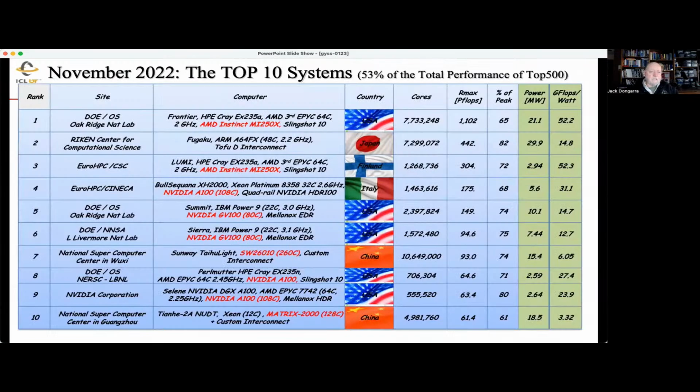So this is a list of the top 10 supercomputers in the world. The number one computer is this computer at Oak Ridge National Lab, as I mentioned. It's called Frontier. It's integrated by HPE, a computer company. They don't make chips, they integrate things. So they take AMD processors and AMD GPUs, and they put them together with an interconnect called Slingshot from a company called Cray, and they make a supercomputer which they sell. That supercomputer has 7.7 million cores or processors in it. It reached 1.1 exaflops, and that's 65% of the theoretical peak performance.